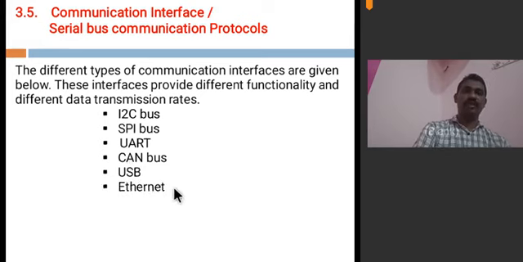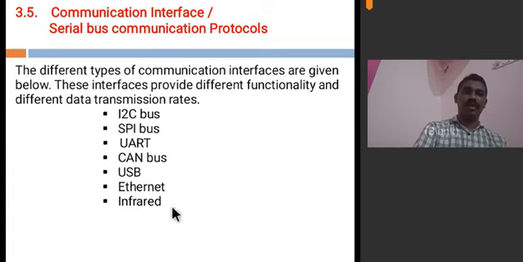Next, Ethernet. Ethernet is used for long distance communication, and this Ethernet communication is used for connecting your devices in local area networks or wide area networks, for internet connectivity. And the data transmission speed is higher compared to other protocols.